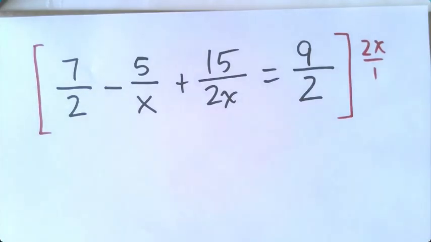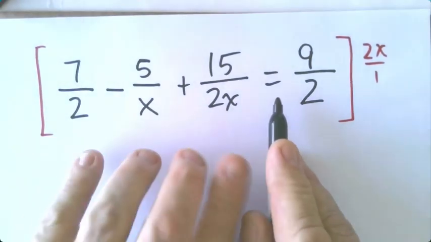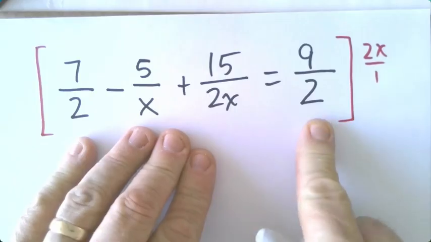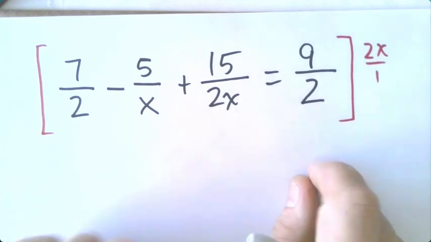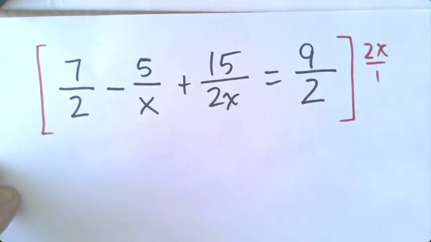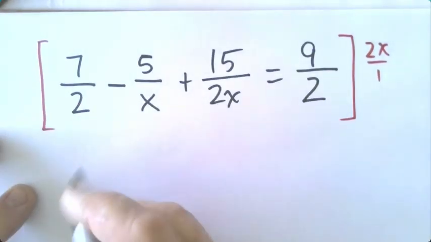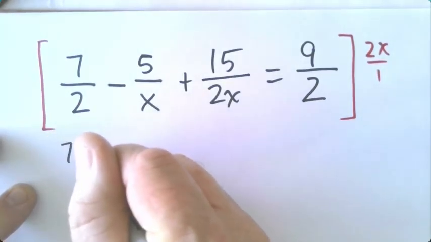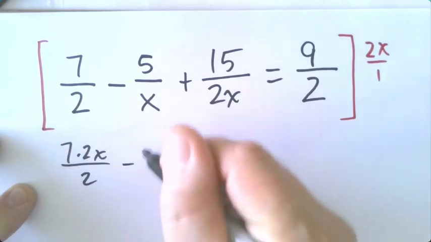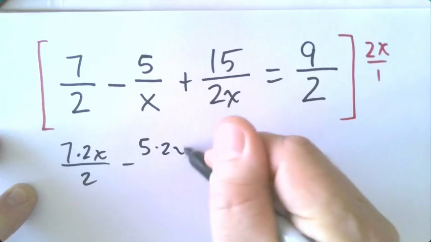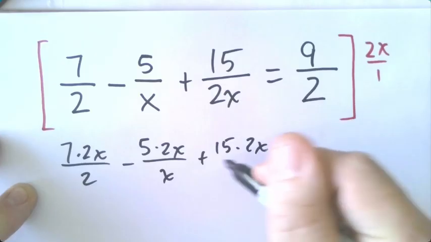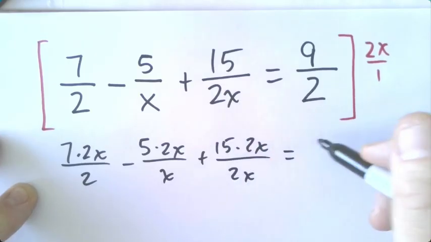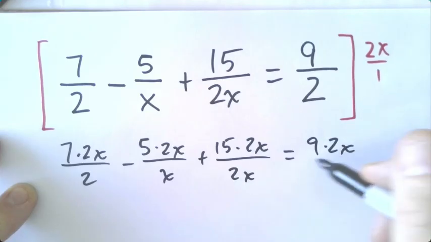But if I'm multiplying both sides by 2x, because it's two sides of an equation, I can do that. I can multiply this side by 2x and this side. There's 3 terms that need to be hit with 2x. There's 1 term on this side that needs to be hit with 2x. Now, here's how I might write this so I'm really clear. I might write 7 times 2x over 2 minus 5 times 2x over x plus 15 times 2x over 2x equals 9 times 2x over 2.